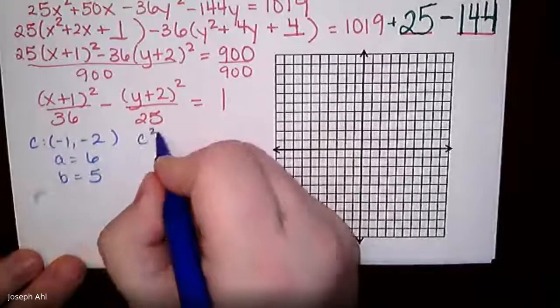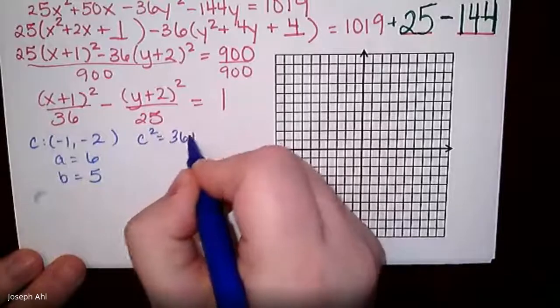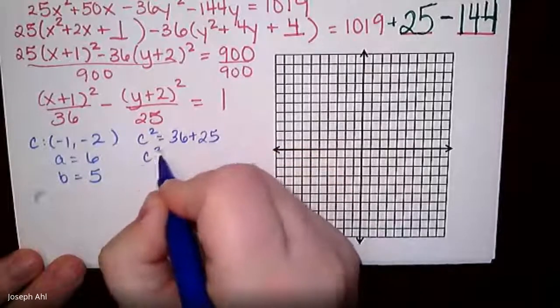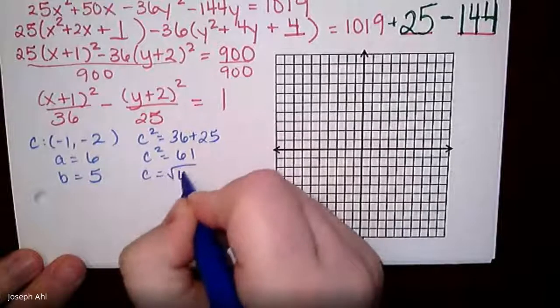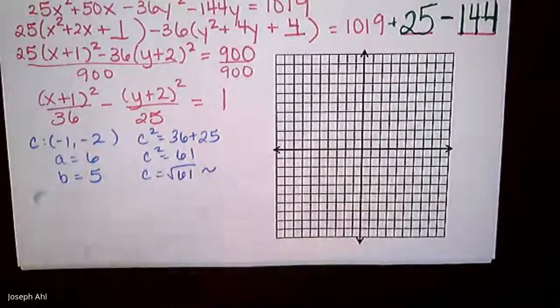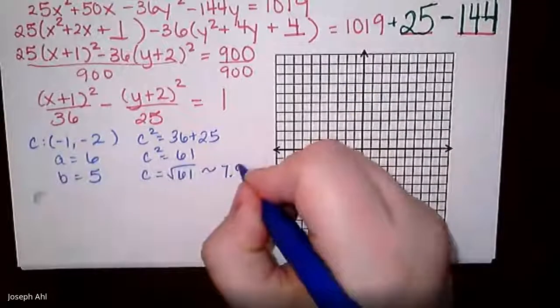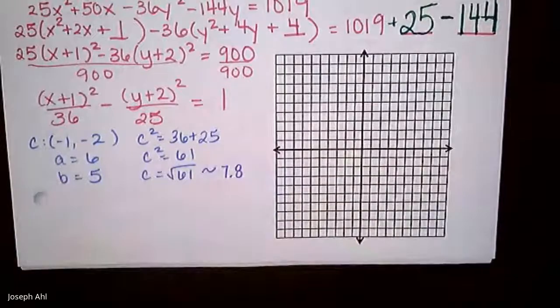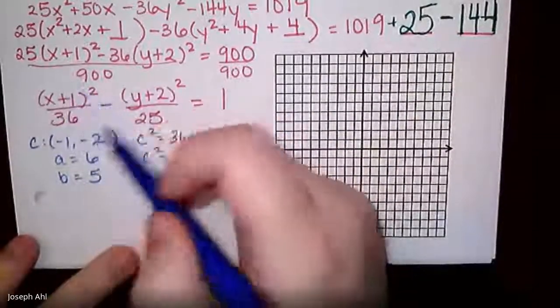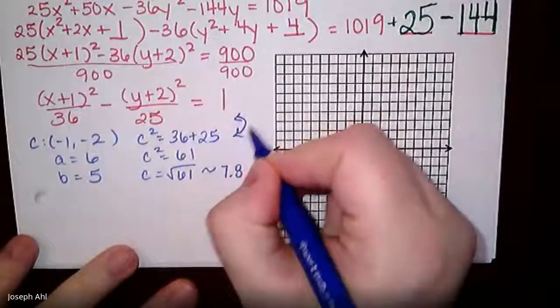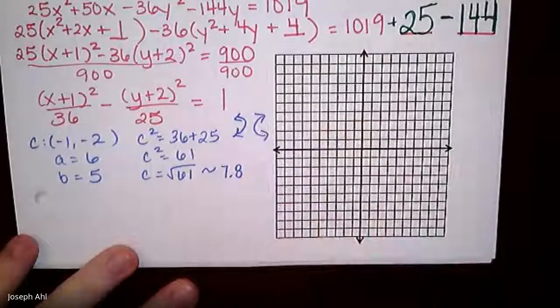C squared in this one is going to equal a squared plus b squared, so 36 plus 25 for a total of 61. So c is going to be the square root of 61, which is somewhere between 7 and 8, right? Square root of 61 is about 7.8, so I'll use that value when I start plotting here in a moment. Oh, and since x squared is the positive one, x comes first. This hyperbola is going to open up left and right.